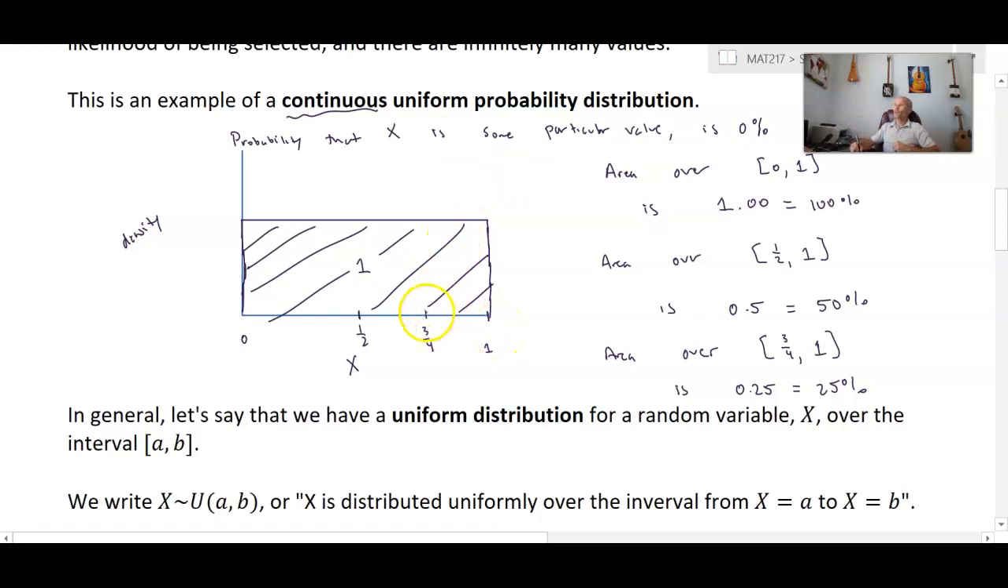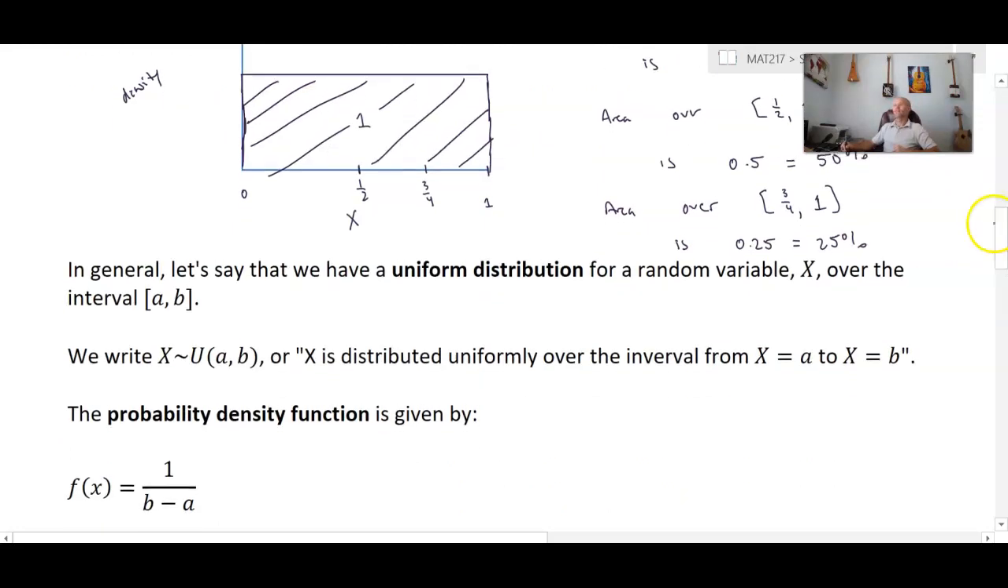So whether you include this point or not is not going to affect the probability. We'll just use closed intervals for the sake of consistency.